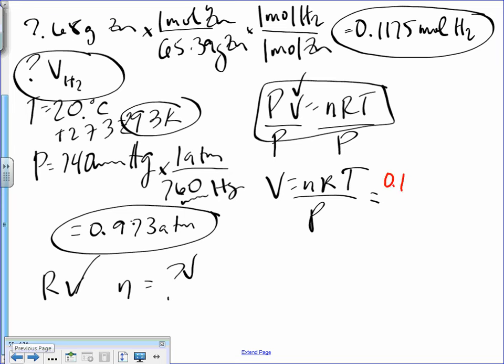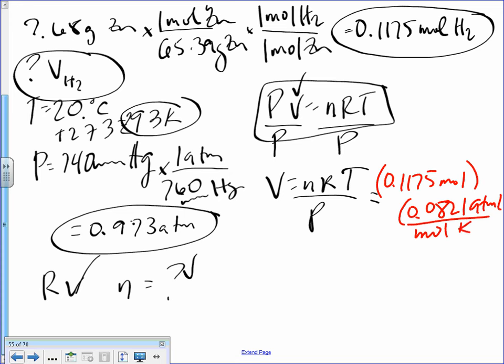n value 0.1175 moles. I'm going to run out of space, so times 0.0821 atmospheres liters per mole K. And then temperature is 293 Kelvin. So this is all in the numerator, okay, over our P value of 0.973 atmospheres. What units cancel? So literally cancel them out, okay? So the atmospheres on top and bottom, moles on top and bottom.